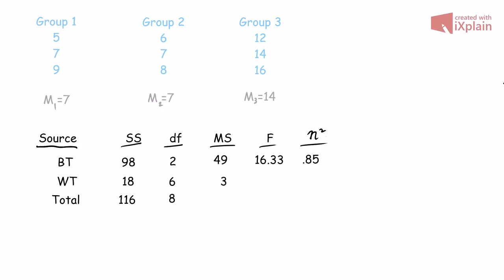The way you compute that is you take the sum of squares between treatment, 98, and divide it by the sum of squares total. And if you take 98 divided by 116, you'll get 0.85. That's a very large effect. Anything above a 0.25 is considered a large effect. Anything close to, say, 0.09 is considered a small effect. We'll talk more about how to interpret the eta squared in the activity.